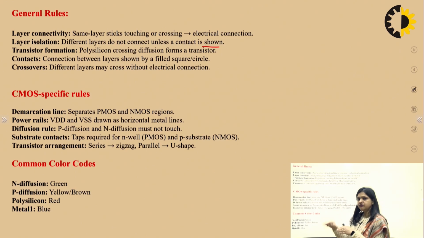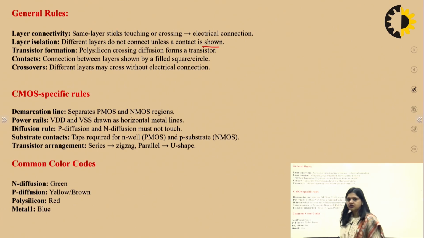So separate, we will design N diffusion and P diffusion. To make the substrate contact, we require N-well and P-well formation. For transistor arrangement, series can be represented by a zigzag and parallel can be replaced by a U shape if we are implementing CMOS transistors.